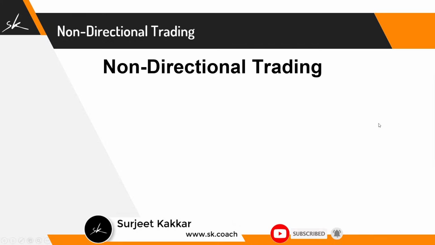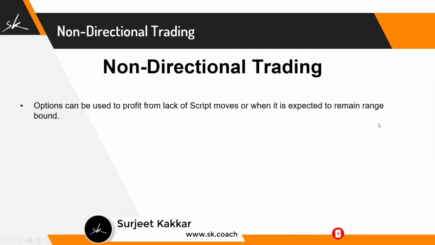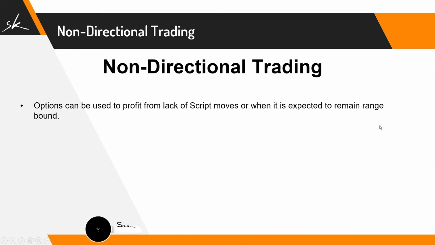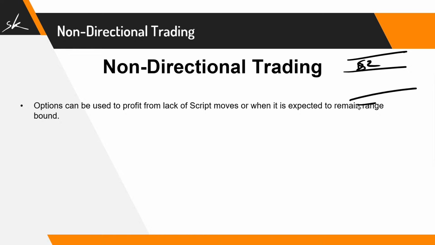All right, so we are continuing with our non-directional trading. So what is non-directional trading? Like I have been saying in the last few sessions, non-directional trading is a style of trading where we are trying to profit from the lack of movement of the underlying. So when you have an area of supply and demand, and I'm a demand supply trader, if I have an area of supply and demand and I'm expecting prices to remain range bound in this area till expiry, that is when we can apply this.